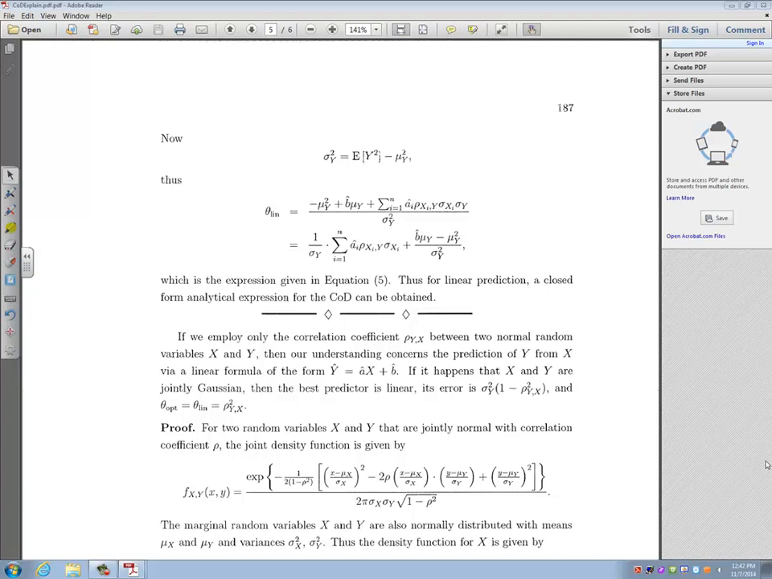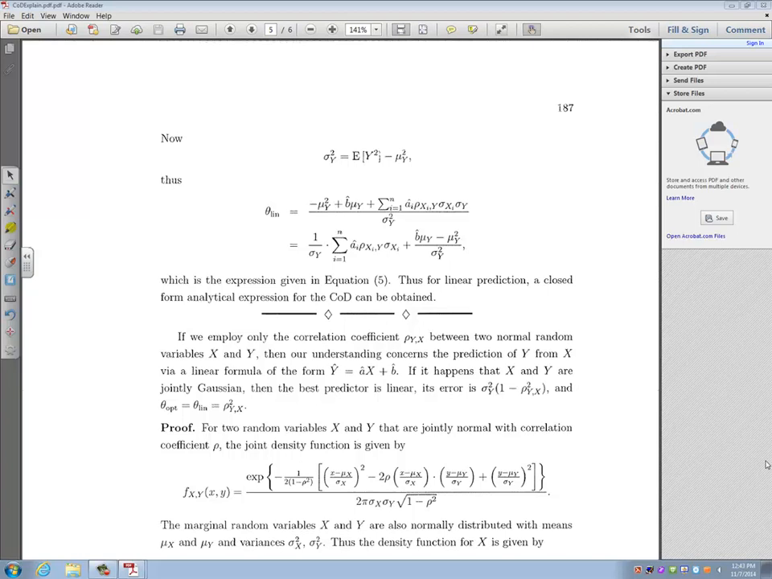So when the two random variables are jointly Gaussian, the conditional density function also is Gaussian, right? And in this case, the conditional mean is given by a linear expression. So if it happens that x and y are jointly Gaussian, then the best predictor is linear, and its error is given by this expression, and the expression for the COD is equal to the square of the correlation coefficient, right? So how do you show that?